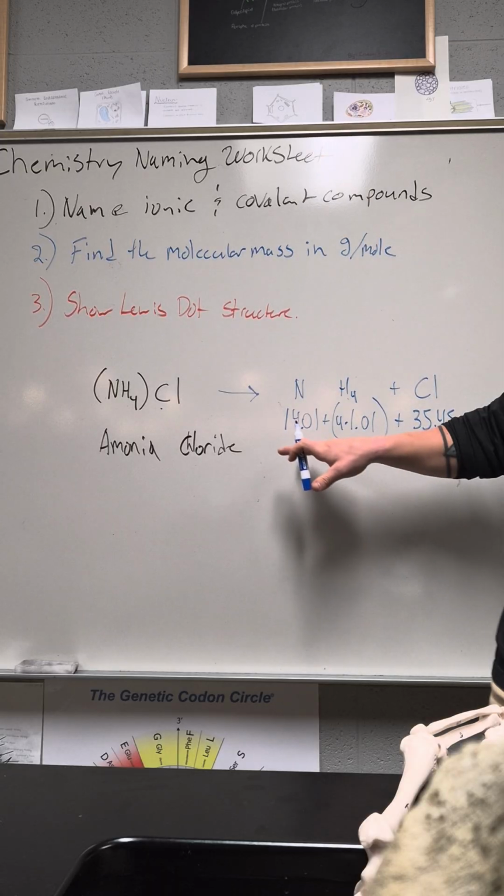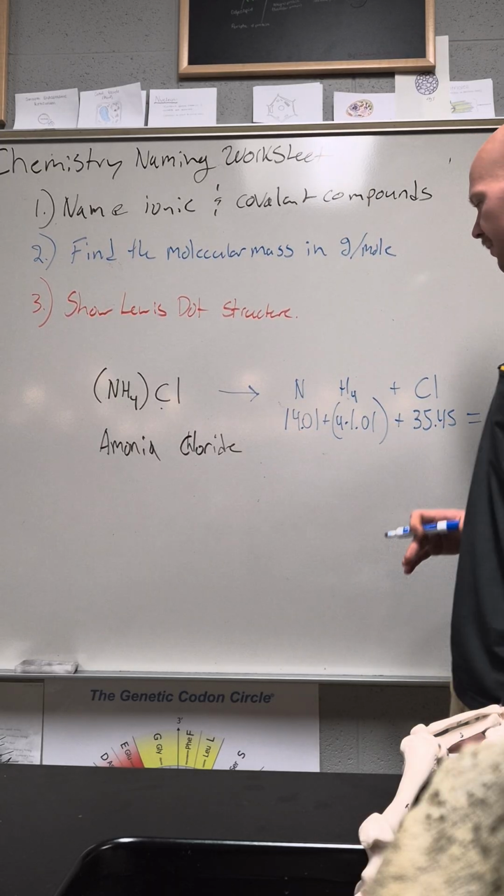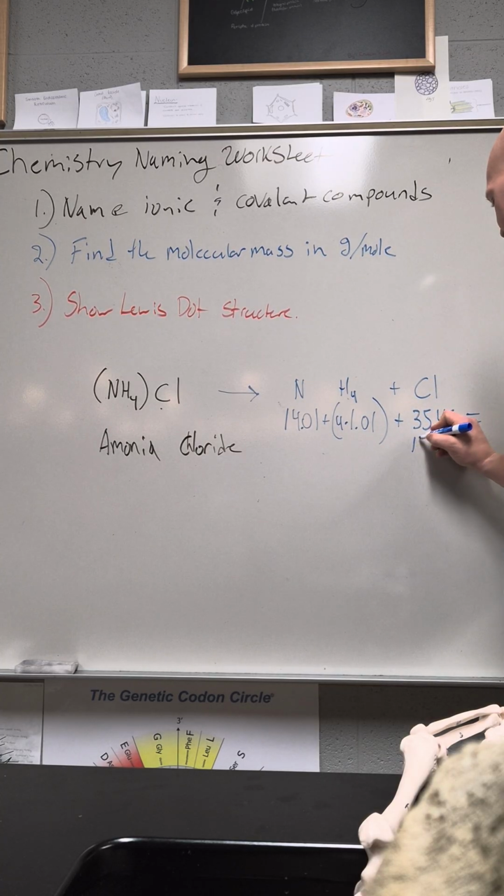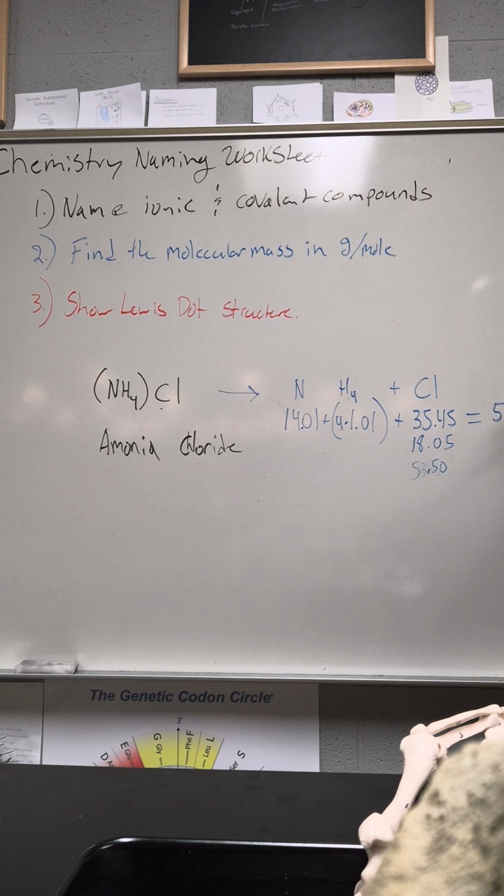All right, very cool. So 14 plus 4.04 is going to be what? It's going to be 18.05. So I have 18.05 added to this, and that ends up being 4. No, that's 5. 53.5. Awesome. So 53.50. So I have 53.50, and AMU can be converted directly to grams per mole. So just write it like that. You don't even have to put AMU over here, just convert it directly to grams per mole.